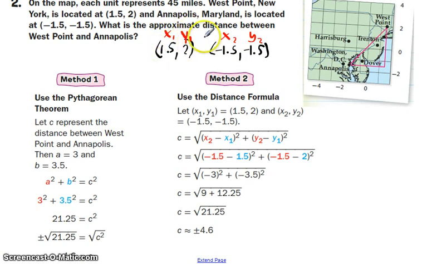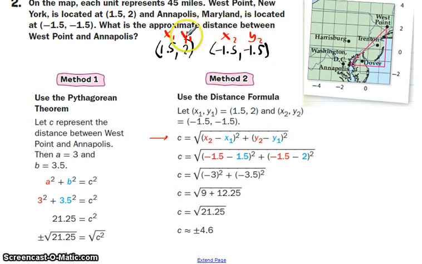Now that we know what each one of them represents, all we have to do is take this formula right here and plug in our values. So we're going to take x2 minus x1. Let's look up here. x2 minus x1. See how they have -1.5 minus 1.5? Then we do the same thing with our y values.